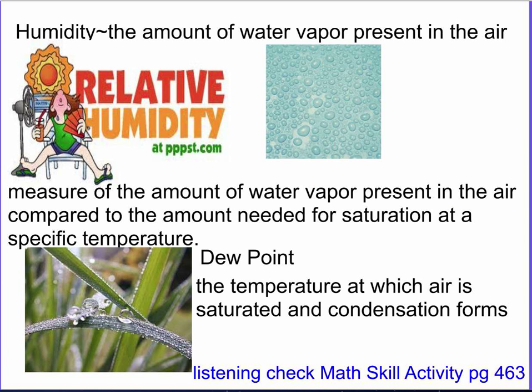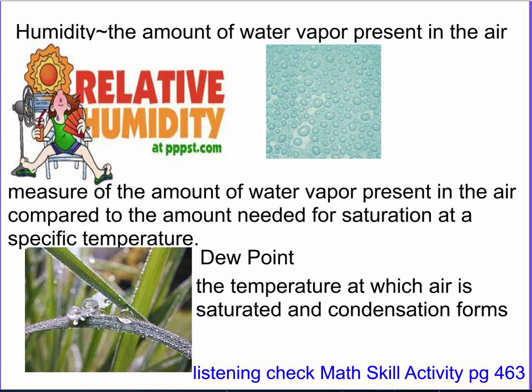Now, humidity. Humidity is basically the amount of water vapor present in the air at any given time. Relative humidity is what we're usually worried about, and this is a measure of the amount of water vapor present in the air compared to the amount needed for saturation at a specific temperature. This is usually represented as a percentage. Now, what we actually think about is the dew point. That's the temperature at which the air is saturated and condensation forms.